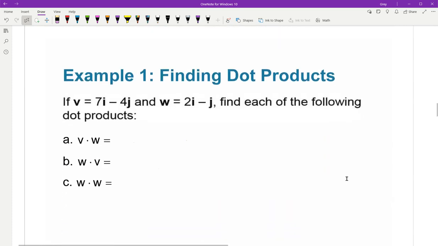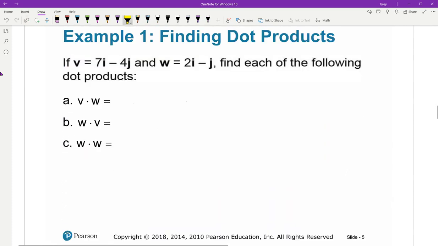So look at these examples. V is 7i minus 4j, and W is 2i minus j. Find each of the following dot products. So V dot W means I'm multiplying the a's, 7 times 2. I'm multiplying the b's, negative 4 times negative 1, and then I'm going to add them together, and I get 18. They want W dot V. I'm multiplying the a's, I'm multiplying the b's, and adding them together, and I get 18.